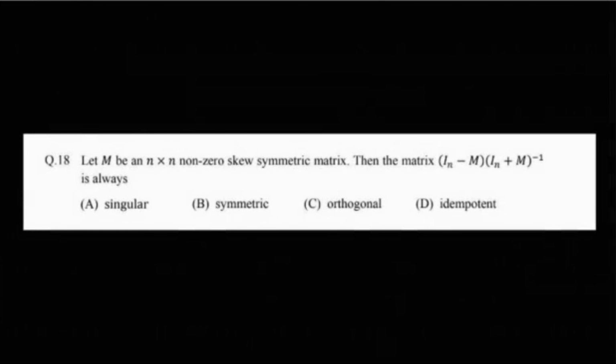Today we are going to solve this problem from IIT JAM MS 2020, problem number 18. The problem says that let M be an n cross n non-zero skew symmetric matrix, then the matrix I minus M into I plus M whole inverse is always singular, symmetric, orthogonal, or idempotent. So there are four options. We have to choose the correct one about the behavior of this matrix, I minus M into I plus M whole inverse.